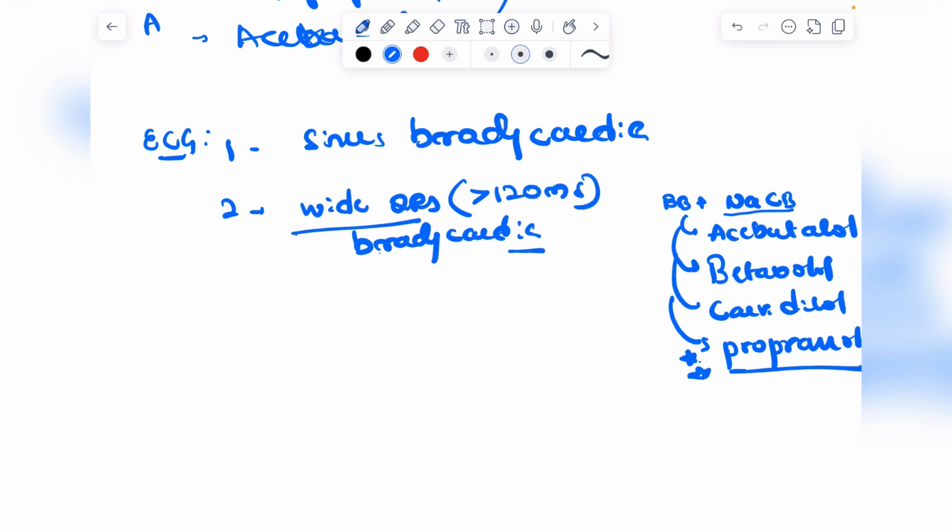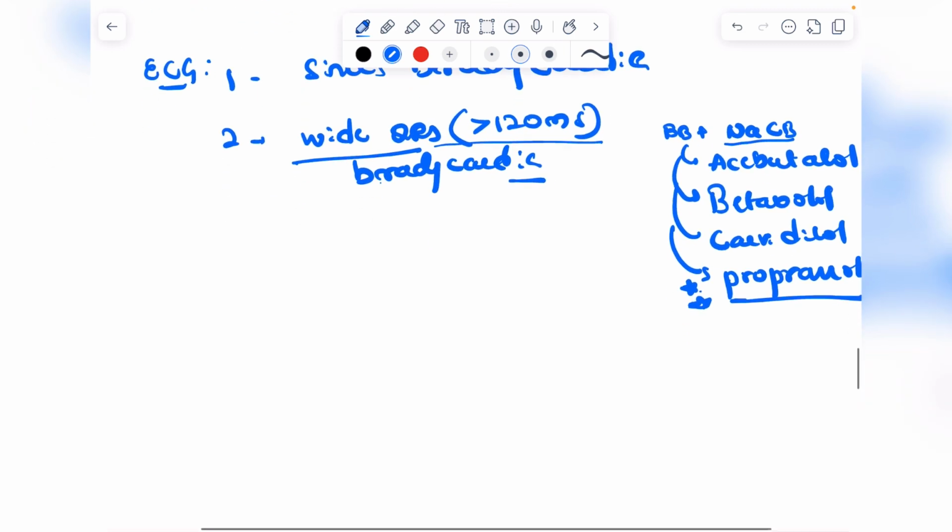So one of the targets to maintain is QRS duration less than 120 milliseconds. One of the targets of treatment of beta blocker toxicity is maintaining QRS less than 120 milliseconds. We have to remember this, and this happens only when the ingested beta blocker has sodium channel blockade. Don't forget that. And the third thing you have to remember is about sotalol.